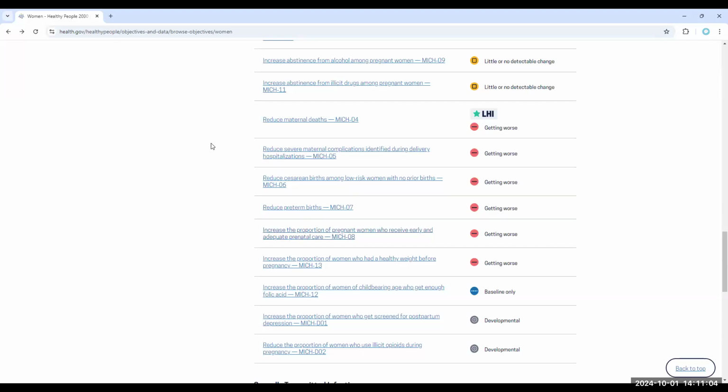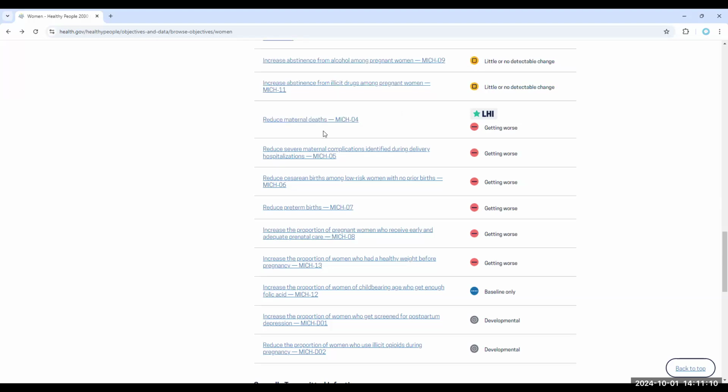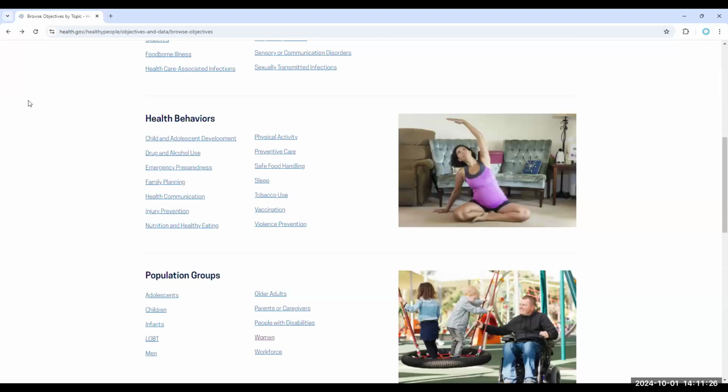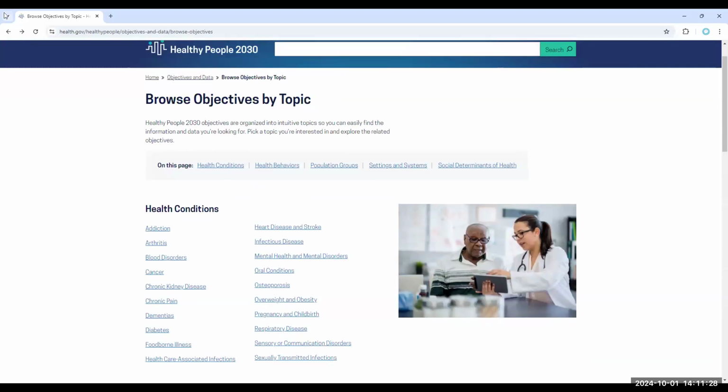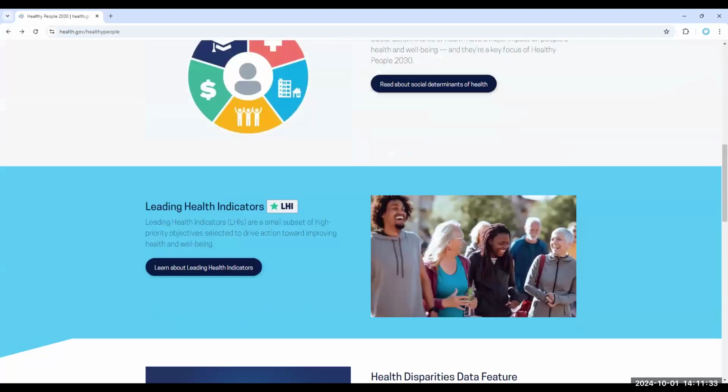Some of these things are scary, guys. Look at this. Reducing mental health deaths is getting worse. Reducing severe maternal complications identified during delivery hospitalization, getting worse. Preemie birth, getting worse. This is interesting. Anyways, look it up, see what social issues you find that are relevant to you, what you think are nice, and check them out and tell me what you think. Okay?